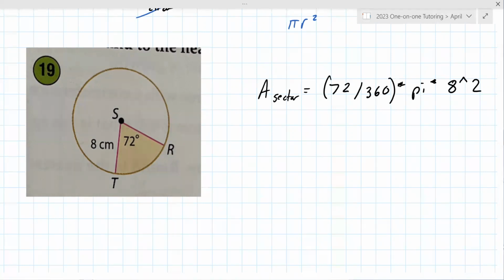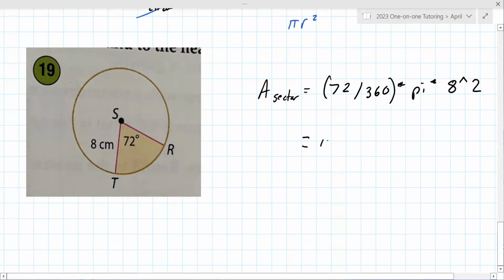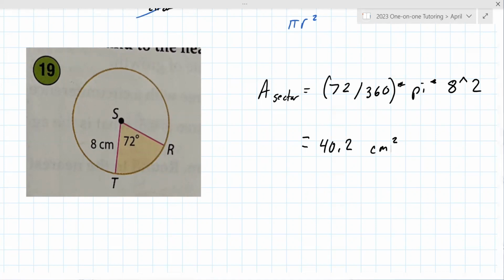Good question, because how do you even know if your answer's right when you do all this? I got 40.2 square centimeters, or square centimeter if you want.